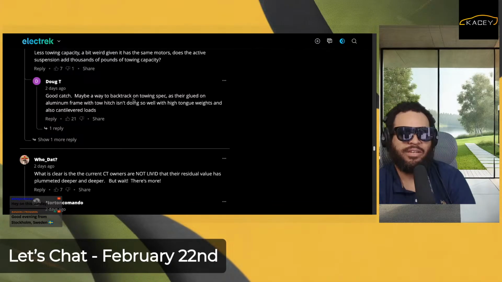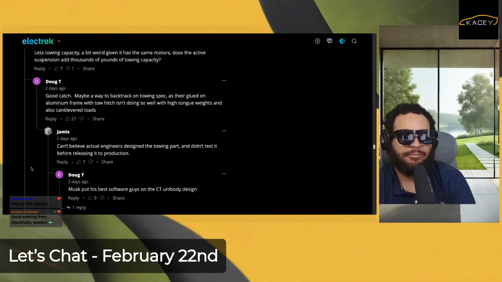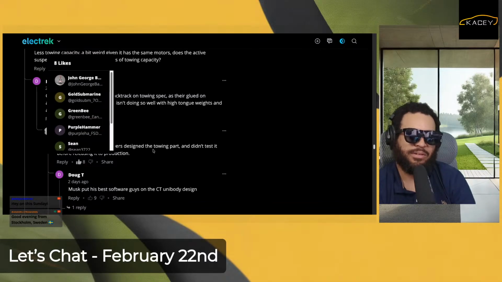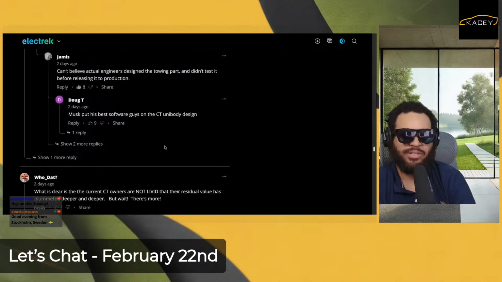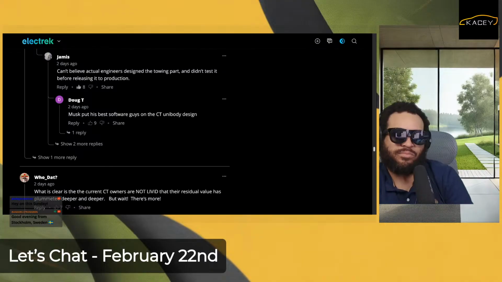Good catch. Maybe a way to backtrack on the towing spec, as their glued-on aluminum frame with tow hitch isn't doing so well with the high tongue weights and also cantilever loads. Maybe if you load it correctly. I can't believe actual engineers designed the towing part and didn't test it before releasing it to production. Yeah, they did. That's why they have the numbers they do. It can do more than it's rated for, used in the way that it is engineered to be used, but then they'd have to warranty that. So they lower the numbers down. So if you use it the way it was built to be used, it'll do those numbers.